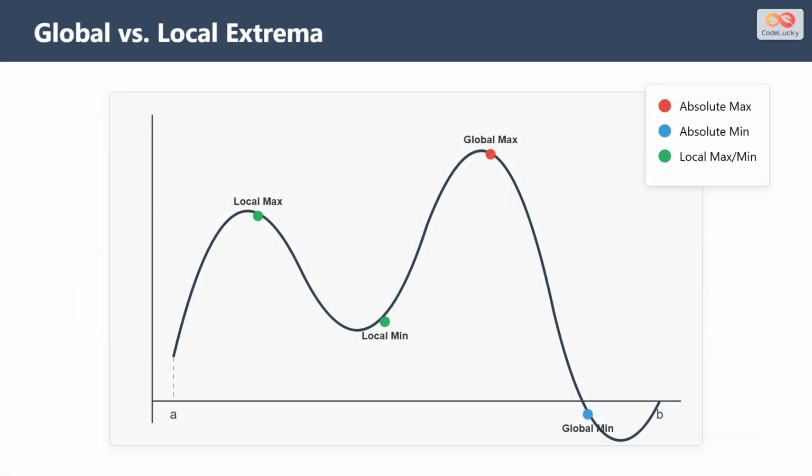It is important to distinguish between global and local extrema. Look at this graph. The red dot represents the absolute maximum. It is the highest peak of all. The blue dot represents the absolute minimum, the lowest valley. The green dots are local extrema. They are peaks and valleys relative to their immediate neighbors, but they are not the highest or lowest overall. Today, we are interested in the big ones, the red and blue dots.